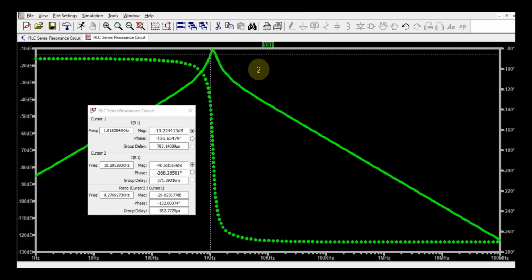Now let us adjust cursor 2 to minus 13 dB as well. Yeah, actually I tried to adjust. It's not exact, but somehow it's very close. So at this point, you have adjusted your cursor 1 at the lower cutoff frequency and cursor 2 at the higher cutoff frequency.